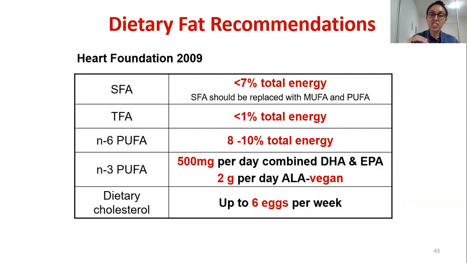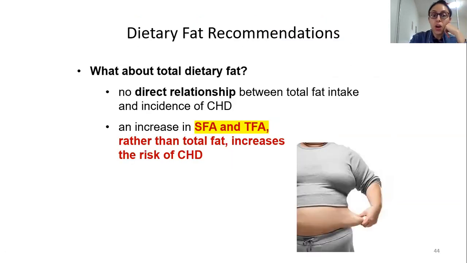Okay, so in conclusion, in summary, what are the recommendations? You have your saturated fats, which is less than 7% of total energy. Your trans fat, less than 1% of energy. Omega-6, 8 to 10%. Omega-3 is 500 milligram per day, which is your EPA and DHA, coming from your fatty fish. Or else if you're having alpha linolenic acid, your vegetarian source, then it's 2 gram. And dietary cholesterol over here, I have said 6 eggs per week. But again, remember, it needs to be taken holistically. All right, so what about total dietary fat?